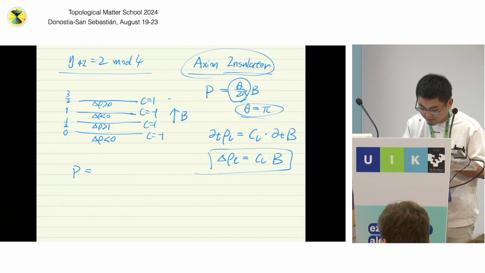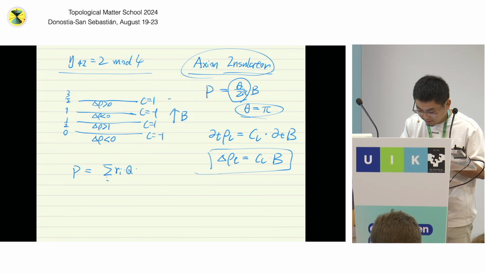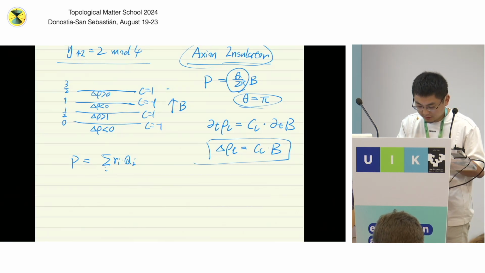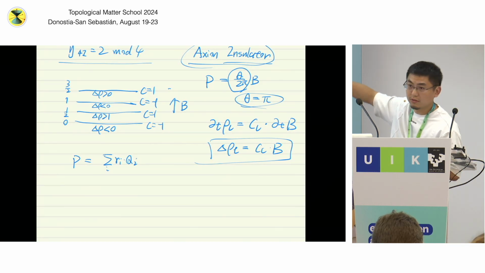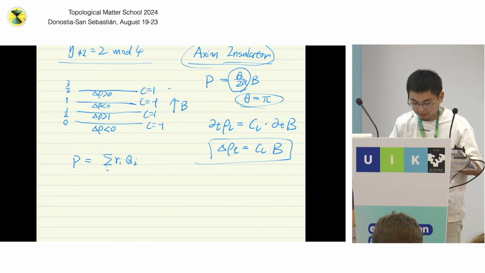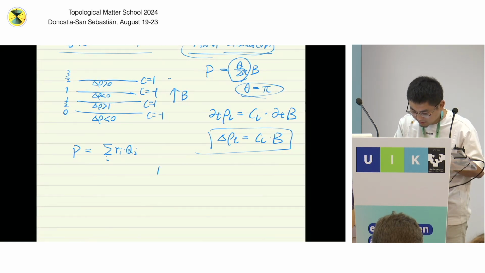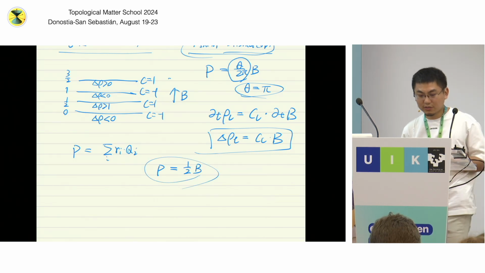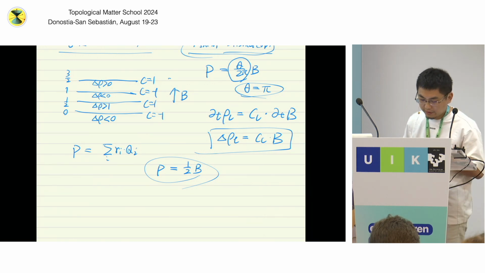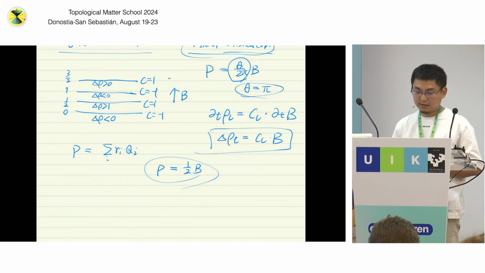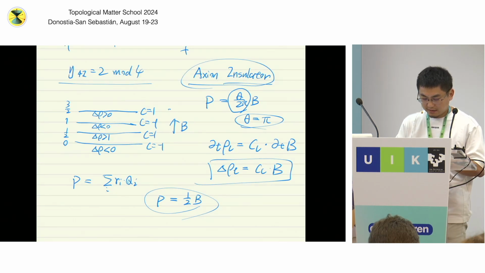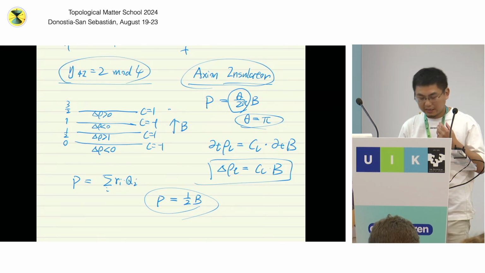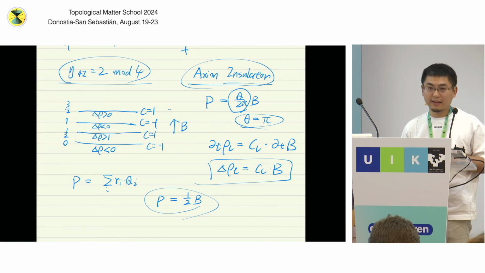And the coefficient is simply 1/2 because the polarization is basically defined by the position of the charges and the number of the charges, right? And so basically the distance between the two charges is 1/2. It's 1/2 of the unit cell. So we obtain that P equals 1/2 times B. So this is exactly the defining feature of the axion insulator. So now we have argued that this layer construction is just an axion insulator, and this eta equal to 2 mod 4 is the indicator for axion insulator.